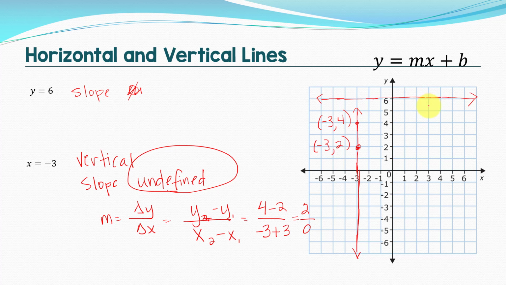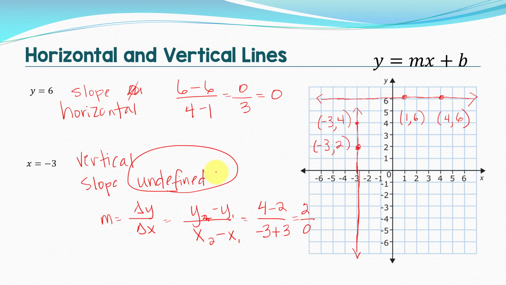Let's go ahead and calculate this one real quick. So let's just take 2 points here and here. This is the point 1, 6. This is the point 4, 6. Okay. Change in y is 6 minus 6 over change in x, which is 4 minus 1. 6 minus 6 is 0. 4 minus 1 is 3. 0 divided by 3, 0 divided by anything is always just going to be 0. So that's why a horizontal slope is a slope of 0. A vertical slope is undefined because you would always be dividing by 0.